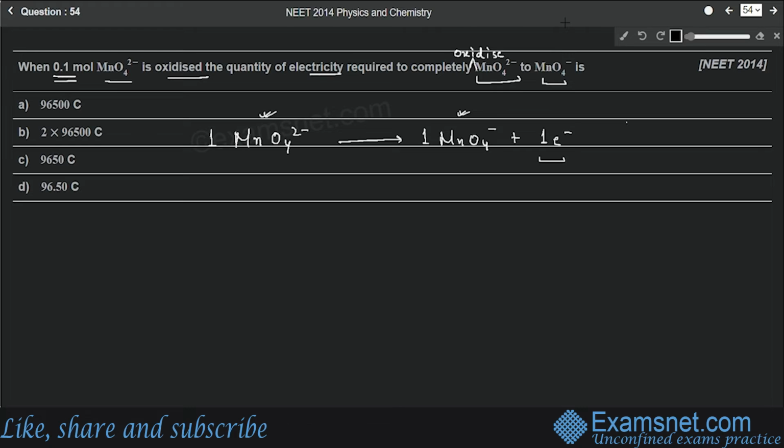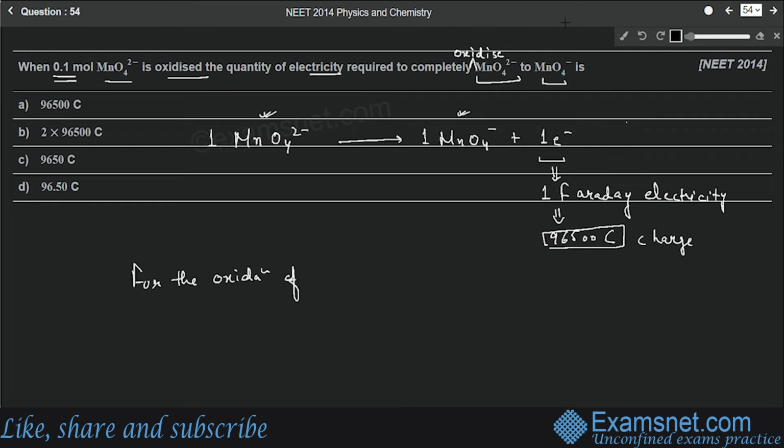Now 1 electron corresponds to 1 Faraday electricity. And 1 Faraday electricity means 96500 Coulomb. Okay, so this much charge. That means for the oxidation of 1 mole of MnO4 2-, 96500 Coulomb charge is required.